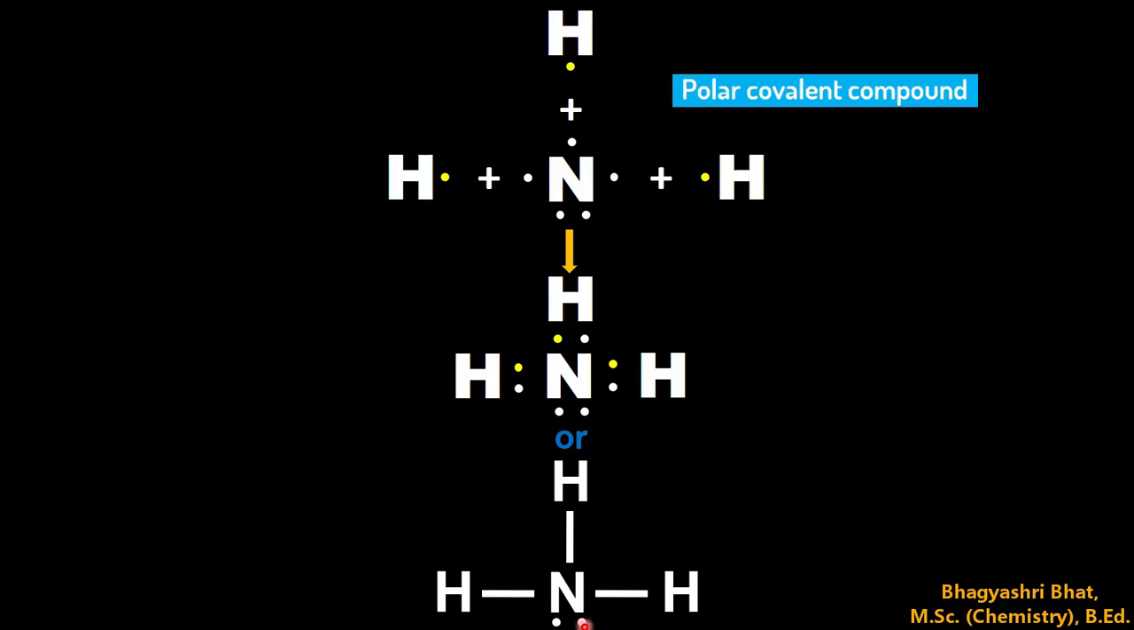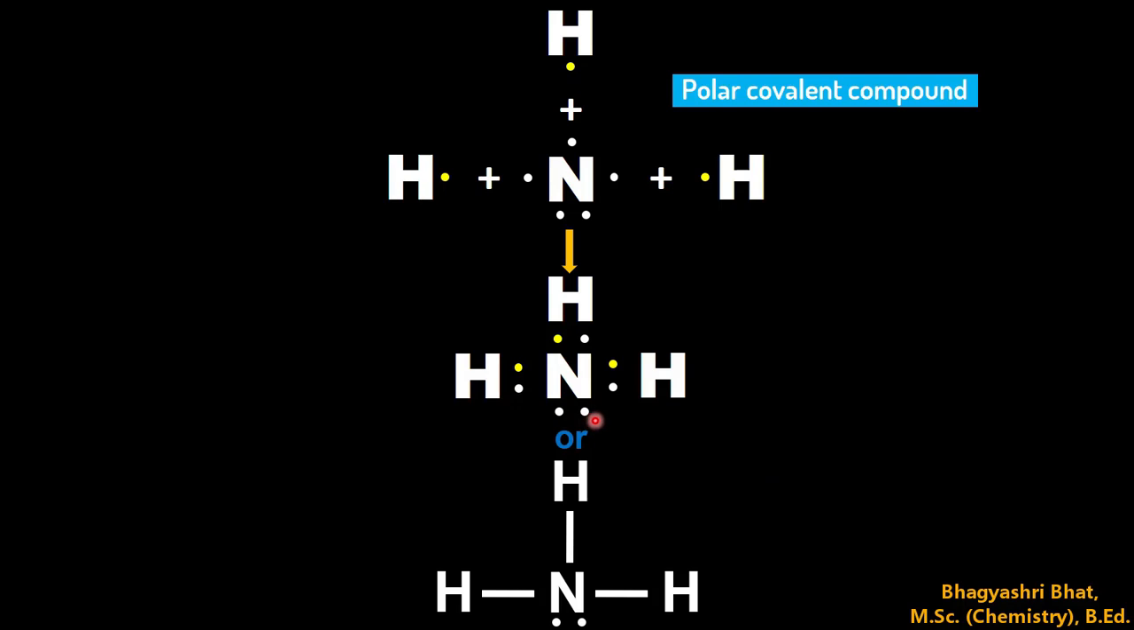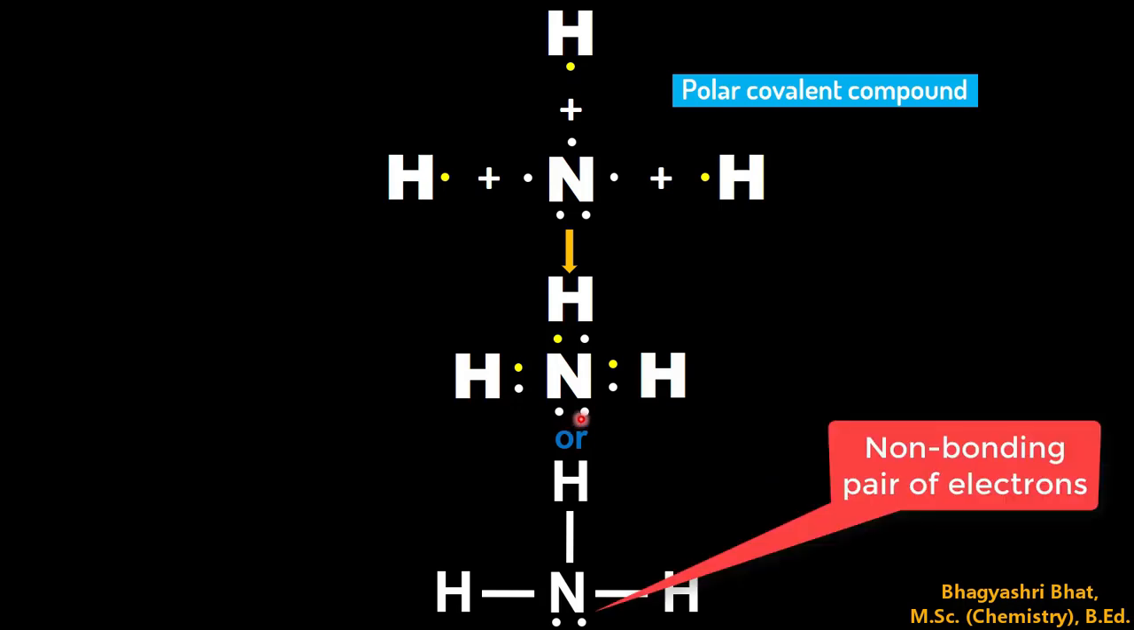So these two electrons, a pair of electrons, are not involved in the bonding process, and that pair of electrons is called a non-bonding pair of electrons. So here we can see there are two different types of electrons. Here they are bonding pairs of electrons, and this pair of electrons is a non-bonding pair of electrons.